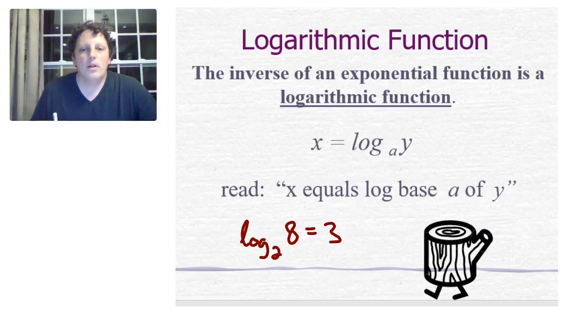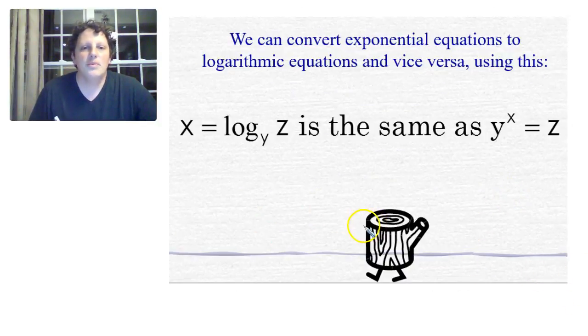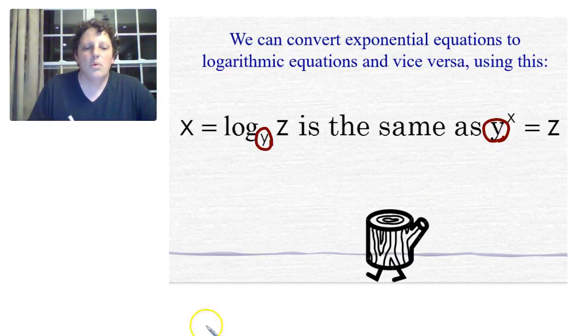And let's talk about what a logarithm is. A logarithm is really the same thing as an exponent, just written differently. And we can convert very easily back and forth. Remember that we said that this is called log base y. So this part here is called the base of the logarithm. And I want you to notice that the base of the logarithm is exactly the same as the base of the exponent. So when we're converting, the base of both of them is the same.